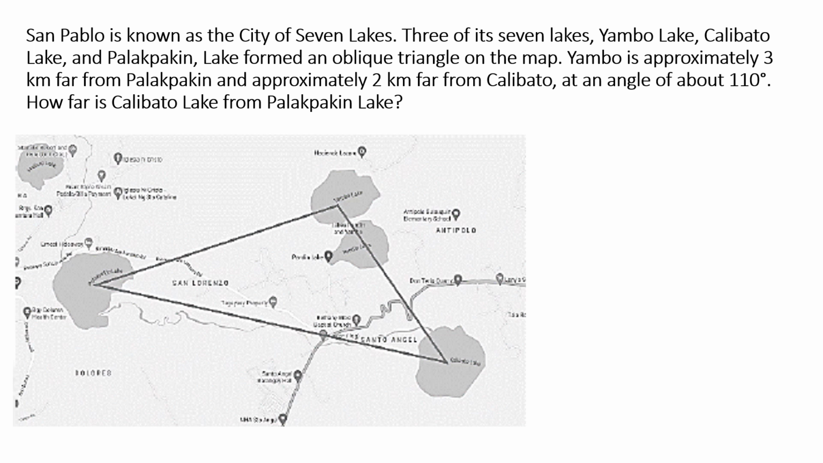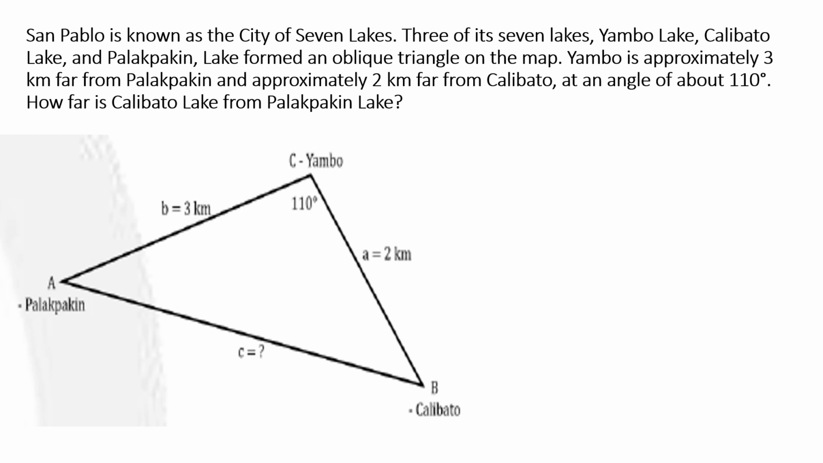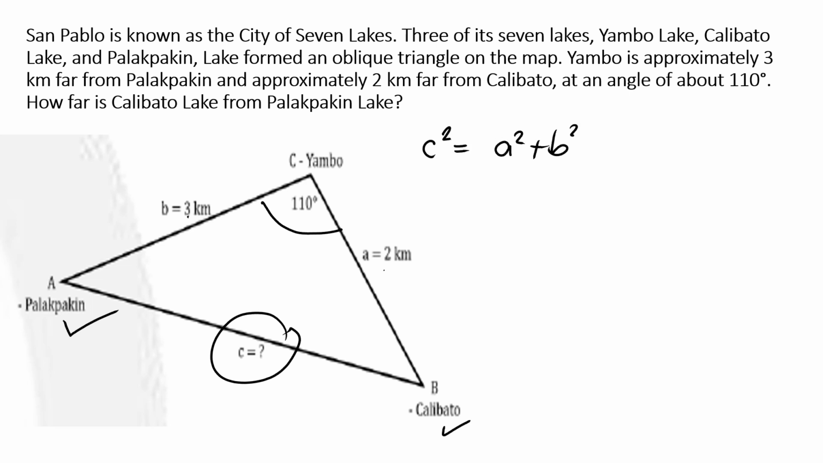If we are going to show that using our triangle, here is your 110 degrees. This is 3 kilometers and 2 kilometers. The question is how far is Calibato Lake from Palakpakin Lake? This is what we will find. To find that, we're going to use the law of cosine: c squared is equal to a squared plus b squared minus 2ab cosine C.